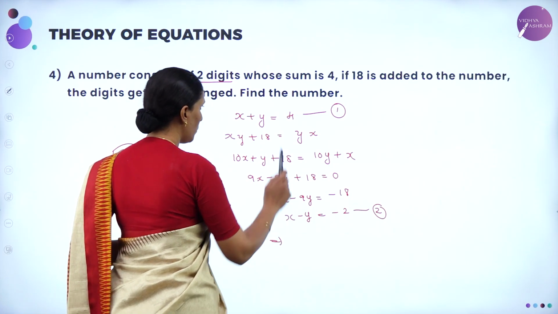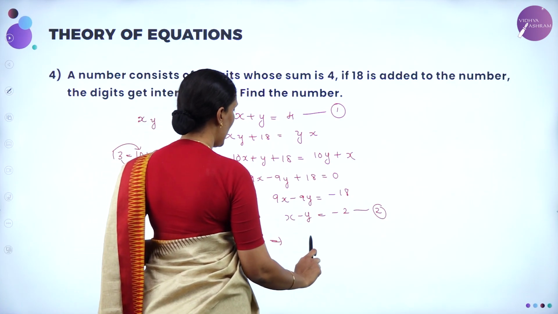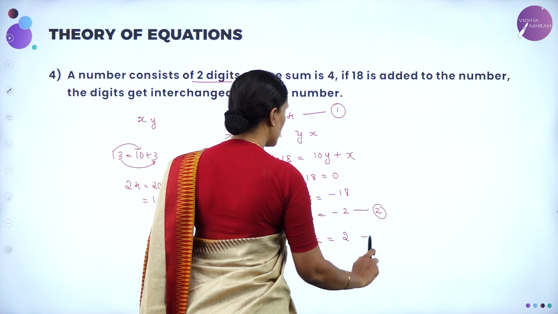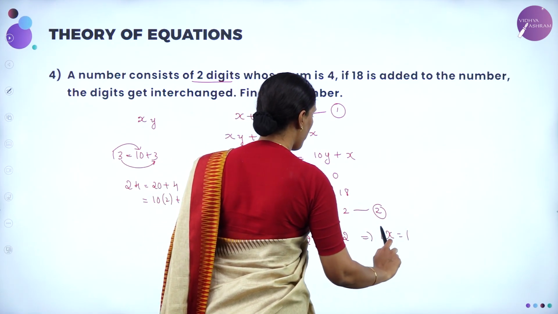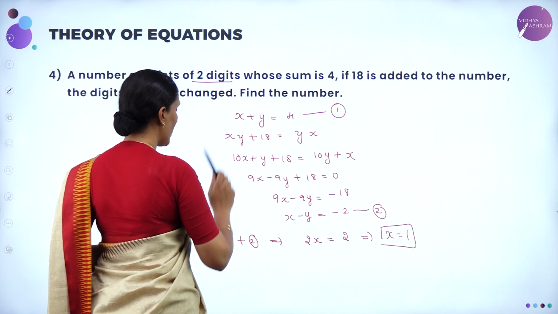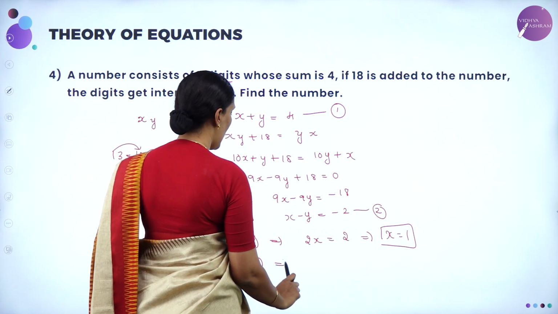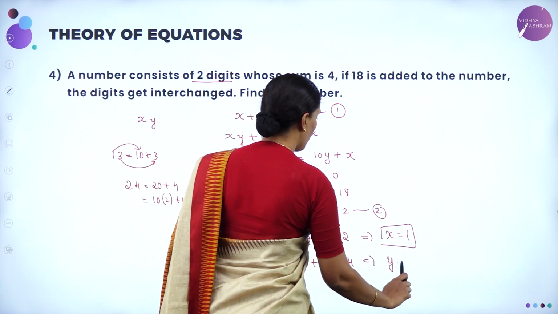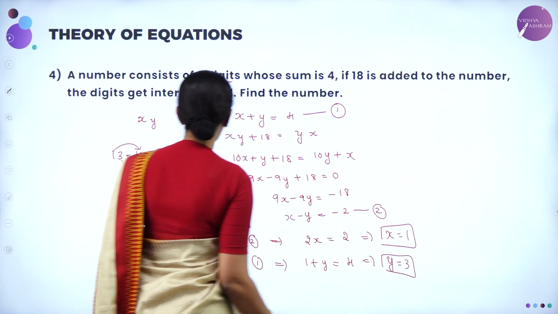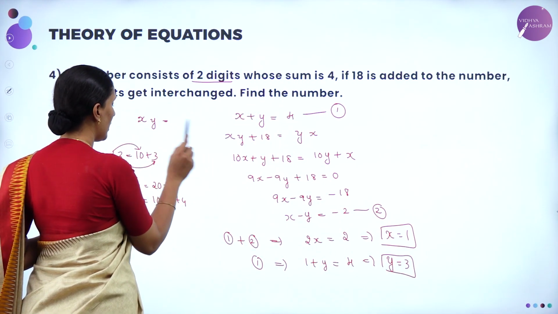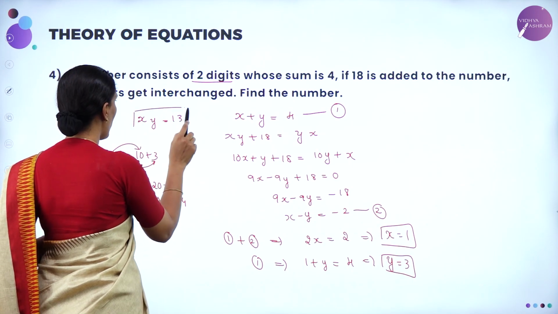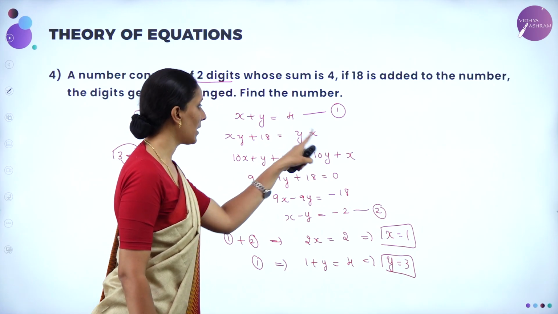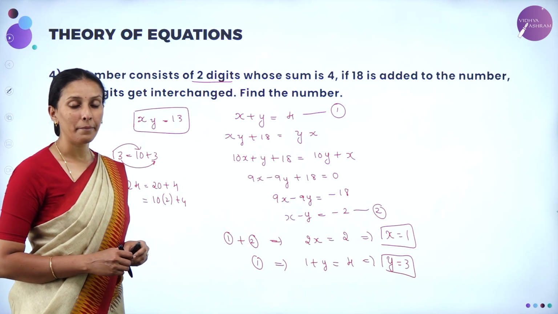If I add 1 and 2, y is eliminated here. So I'll get 2x is equal to 4 minus 2, which is 2. So this implies x value is 1. And if I put x value as 1 in equation 1, I'll get 1 plus y is equal to 4. So that implies y is equal to 3. Since I have taken the number as xy, the number is 1, 3. That is xy is equal to 13. For 13, if you add 18, it becomes 31. So therefore, the number is 13.